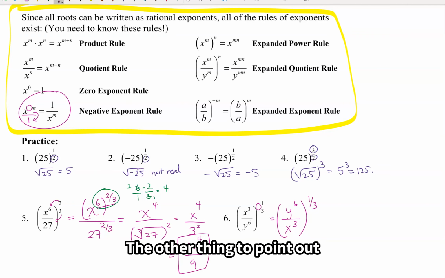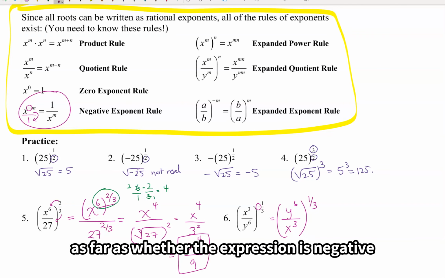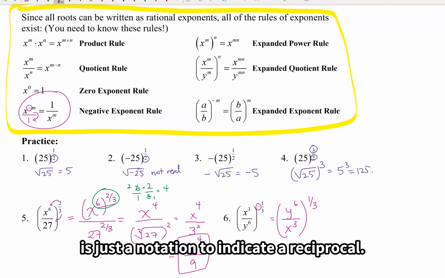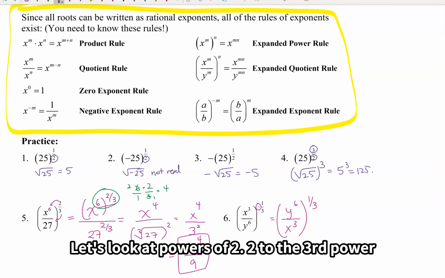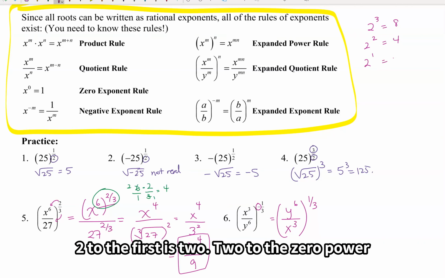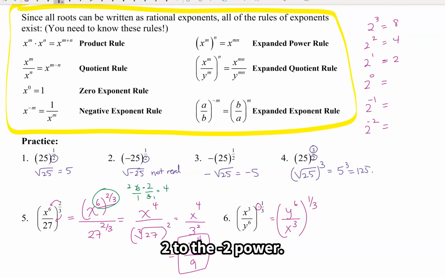The other thing to point out, a negative exponent does nothing to the expression as far as whether the expression is negative or positive. The negative exponent is just a notation to indicate a reciprocal. If you want a little bit more about negative exponents as far as the why it happens, we can do a really simple one. Let's look at powers of 2. 2 to the 3rd power is 8. 2 squared is 4. 2 to the 1st is 2. 2 to the 0 power, I'll actually leave that one as a blank. And then we'll look at 2 to the minus 1 power, 2 to the minus 2 power.